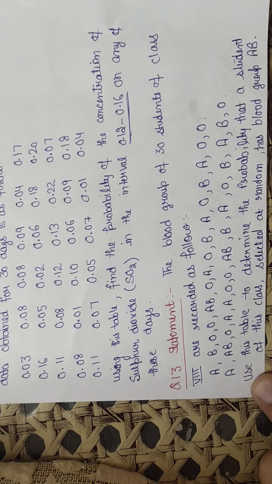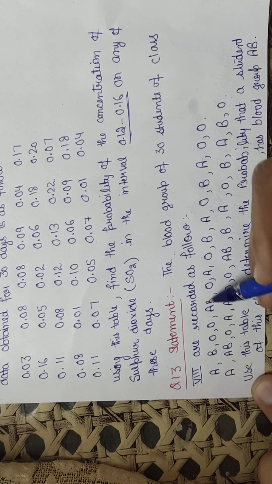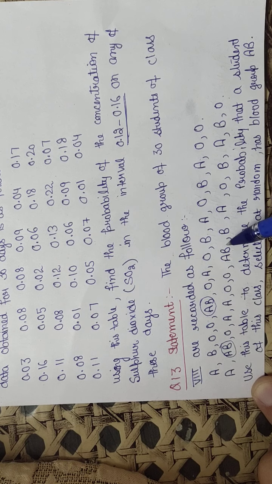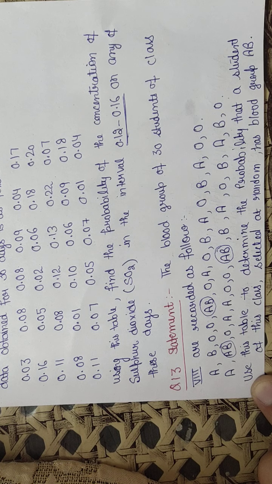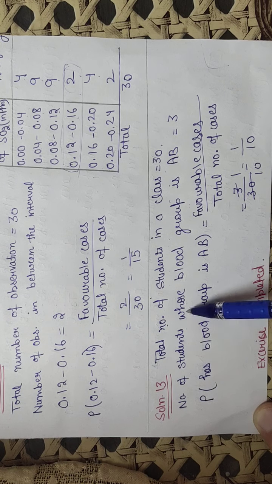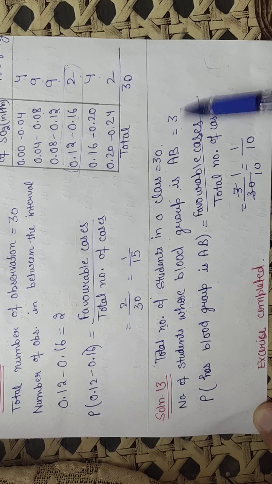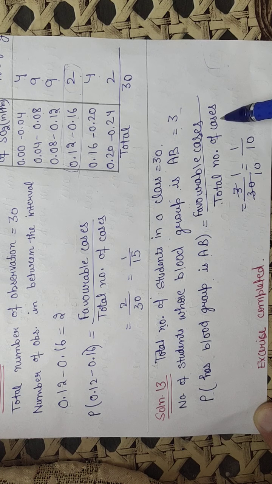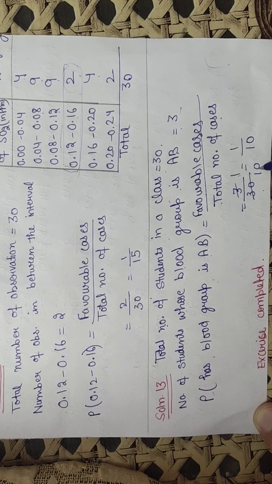Now you have to check how many students have blood group AB. 1, 2, 3. So there are a total of 3 students whose blood group is AB. So there are 3 favorable cases. Now see the solution of this question. Total number of students in the class is 30. Number of students whose blood group is AB is 3. Probability of blood group AB is equal to favorable cases divided by total number of cases. Favorable cases are 3, total number of cases are 30. So after cancelling you will get your answer.